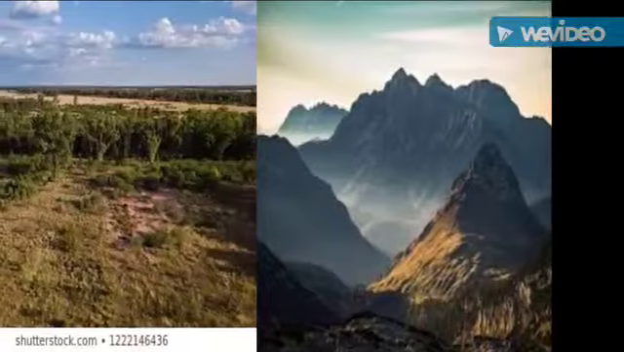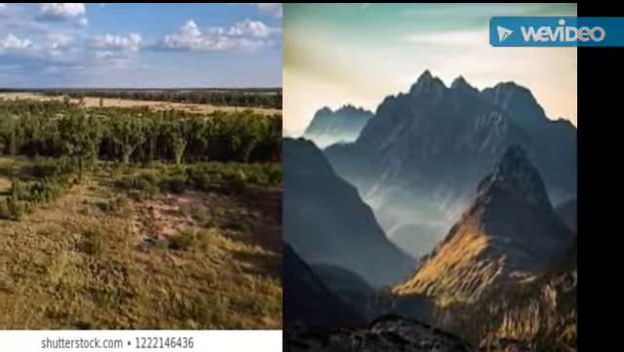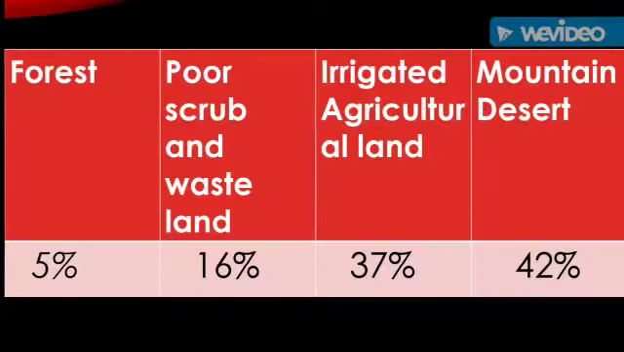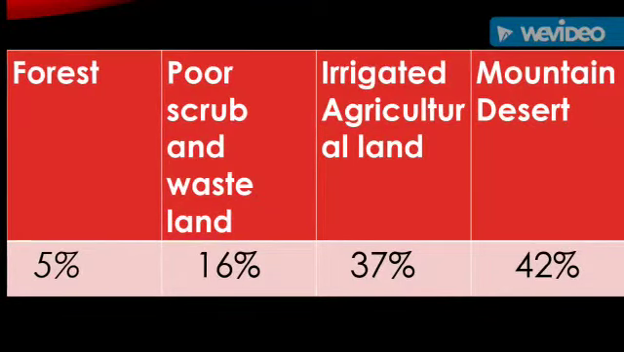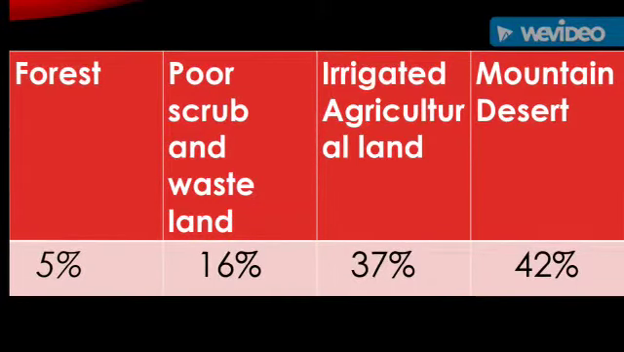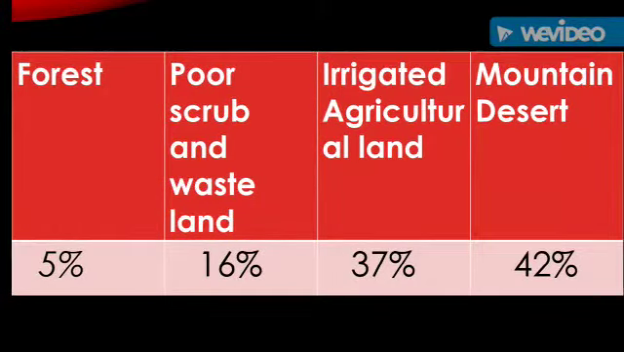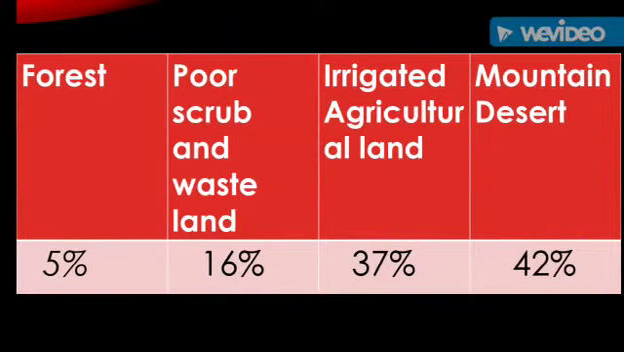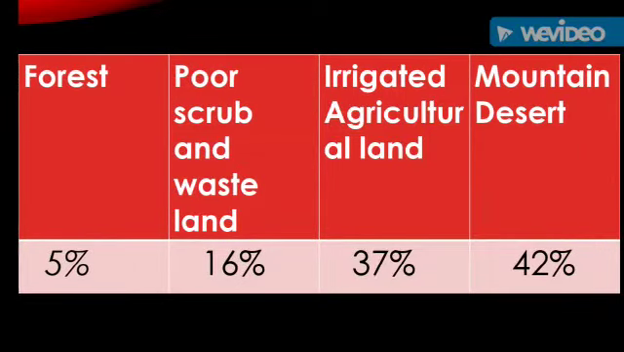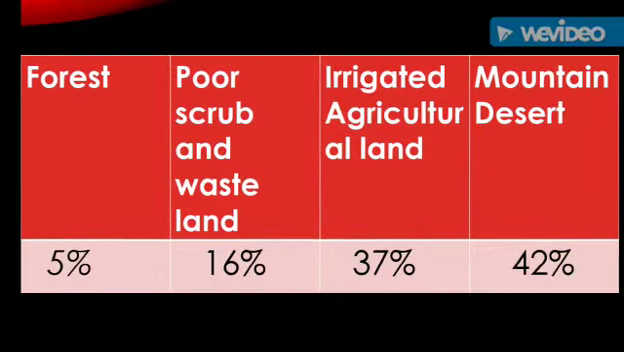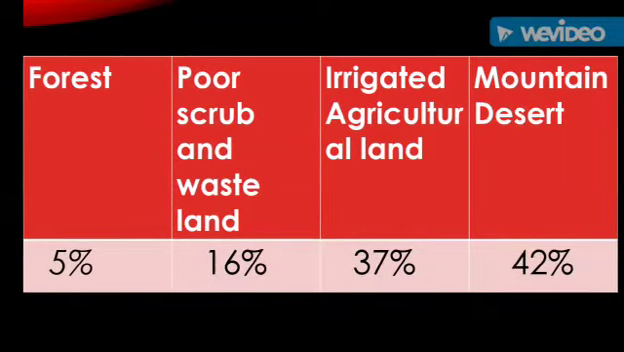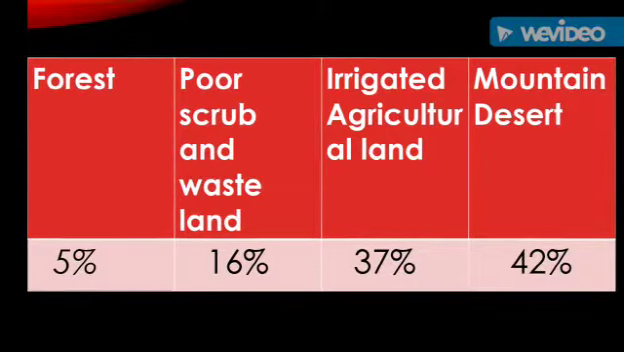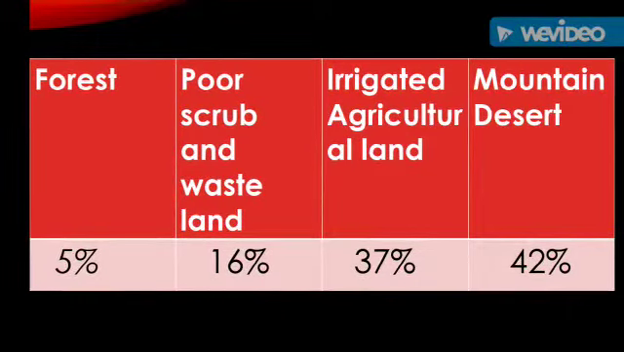Means what characteristics are found in the land of Pakistan, what kind of land there is in Pakistan. Students, here is a column showing the land of Pakistan, how the land is divided. Forest 5%, poor scrub and wasteland 16%, irrigated agricultural land 37%, and mountain desert 42%. Let's discuss these lands in detail.